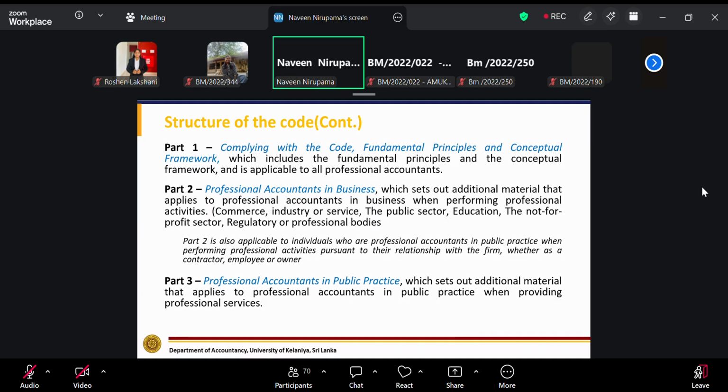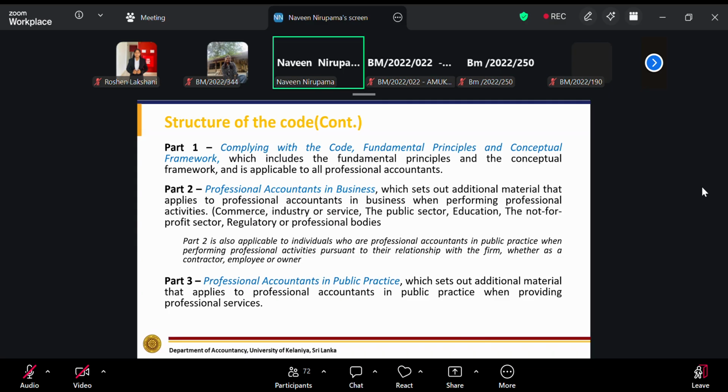Under part 2, we discuss the professional accountant in business. That means it sets out additional material that applies to professional accountants in business when performing professional activities in commercial, industrial or service sectors, the public sector, education, the not-for-profit sector, and regulatory and professional bodies. This is the additional material that the professional accountant should apply.